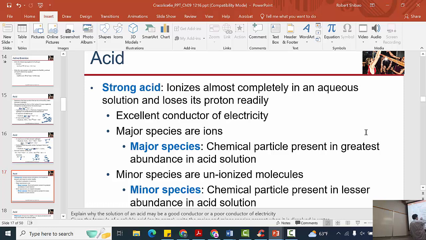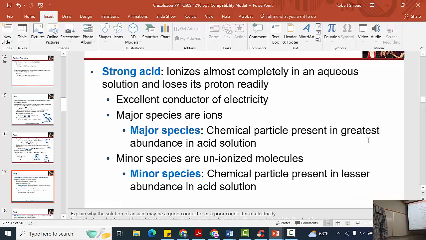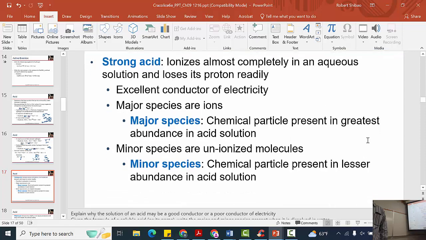Strong acids completely dissociate. So the major species in strong acid solution will be the ions. The minor species will be the molecules of acid, like HCl molecules. They should be 0 to 100%. But for weak acids, you'll have major and minor species, depending on the percent ionization. If the percent ionization is less than 50%, then the major species will be the molecules and the minor species will be the ions. If it's greater than 50%, then it flips.